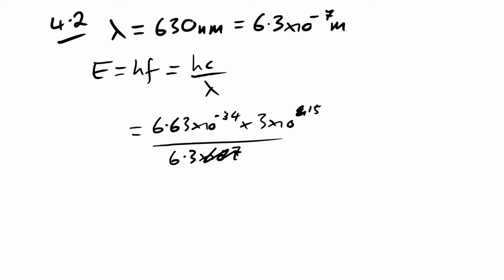And we end up with an energy of 3.16 times 10 to the minus 19 joules. But our data has been given to, as per usual, 2 sig figs. At least we're assuming it's 2 sig figs. So we're going to say that's 3.2 times 10 to the minus 19 joules.